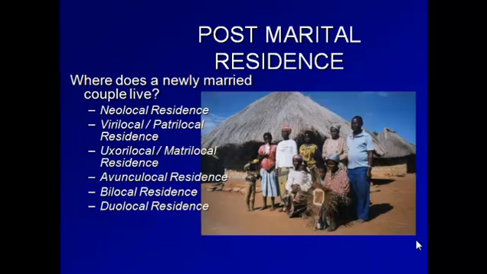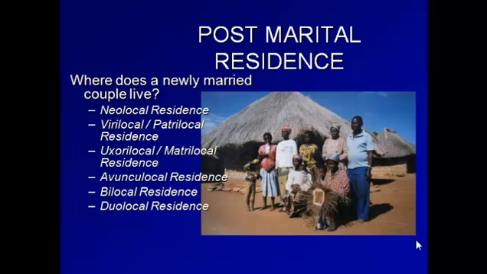In America, of course, the ideal is that a newly married couple sets up their own household. That's the ideal. And the term that anthropologists use for this practice when a couple forms an independent household is called neo-local residence, neo being new, a new household. So a newly married couple sets up a new separate household.